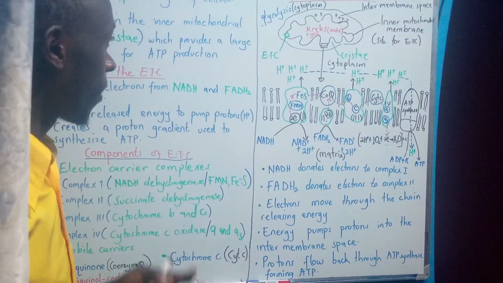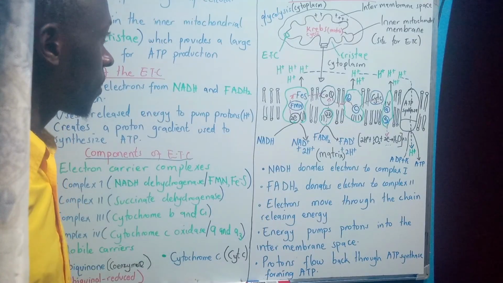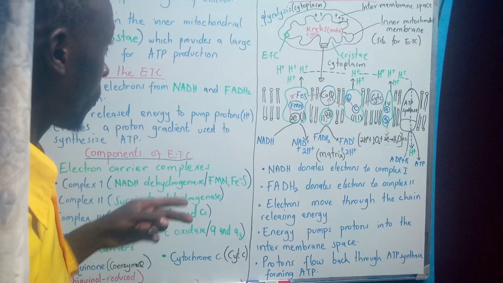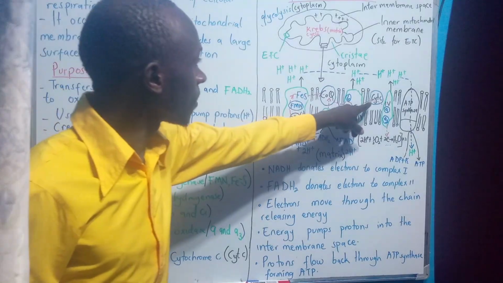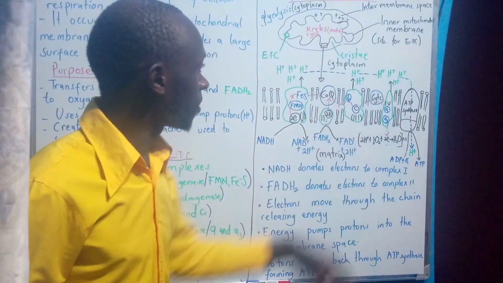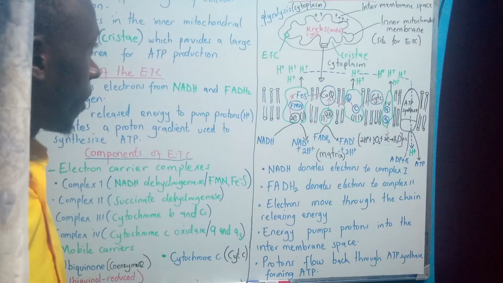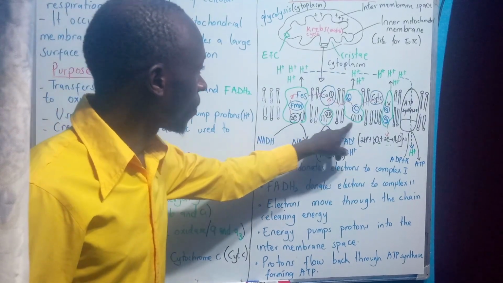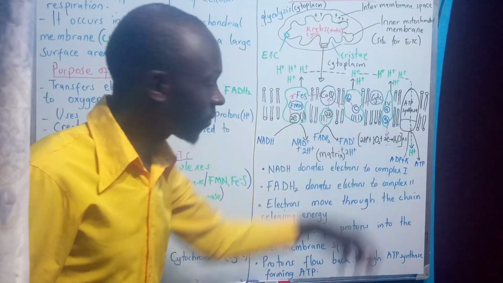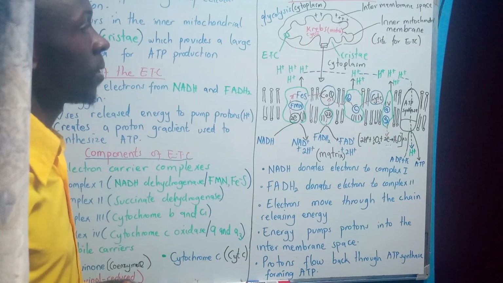So of course, we have now seen that we have 4 complexes and 2 mobile carriers. The mobile carriers are ubiquinone, which is CoQ, and then Cyt C. This abbreviation represents cytochrome C. Those are all mobile carriers. Complexes, we have complex number 1, complex number 2, complex number 3, and then complex number 4. We have seen what we find in those 4 complexes.